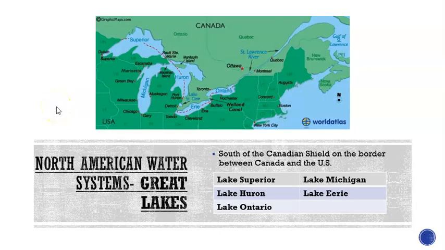Another important part of the North American water systems are the Great Lakes. The Great Lakes act as a border between Canada and the United States, as you can see here in this picture, and they are Lake Superior, Lake Huron, Lake Ontario, Lake Michigan, and Lake Erie. All of these lakes are connected. Most have coasts both in the United States and Canada, with the exception of Lake Michigan.